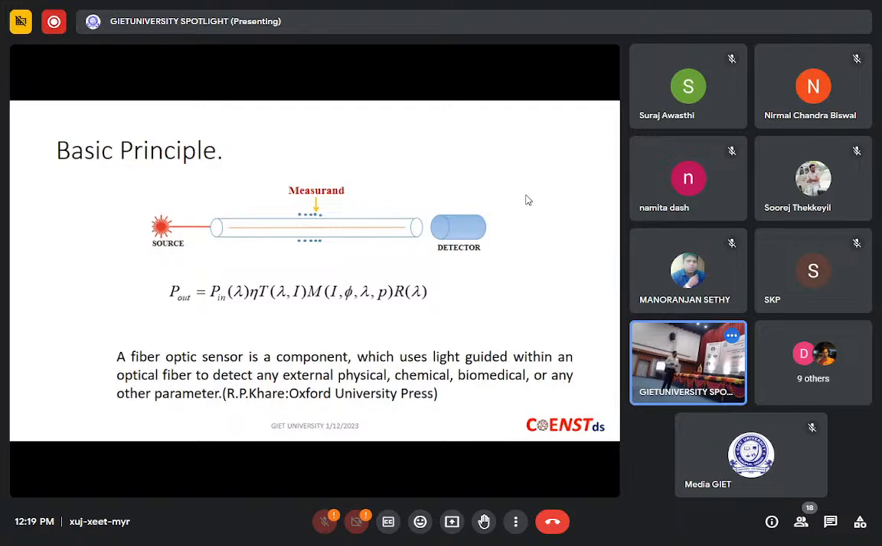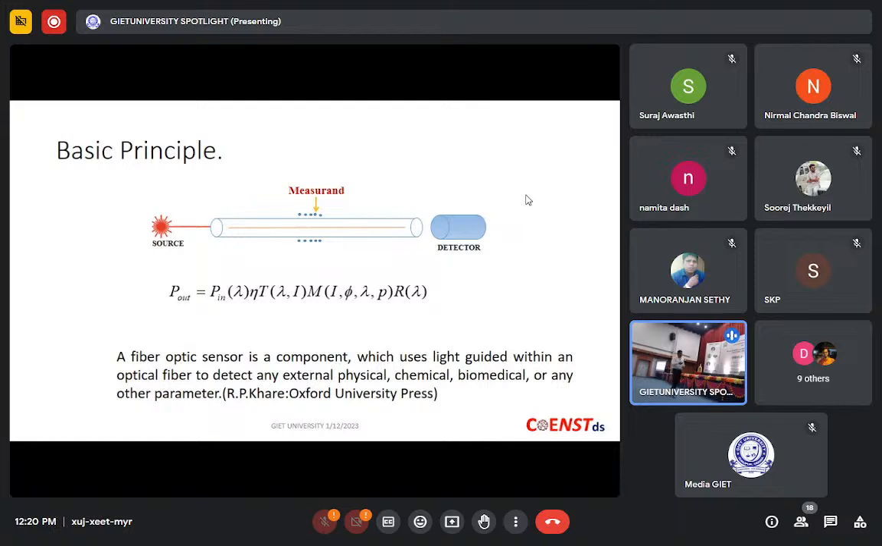Now, see, if you apply this measurement, then definitely this output will change. Let us take an example to explain what is the basic principle in more detail. For example, this is an intensity modulated sensor. Means when you change this measurement, what will change is the intensity.